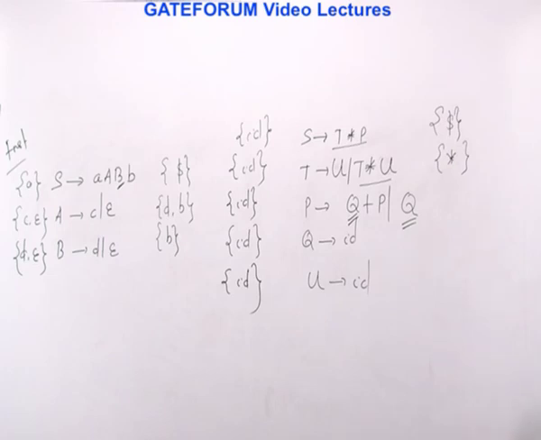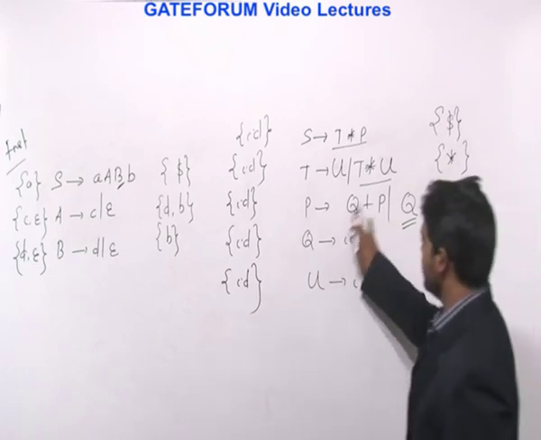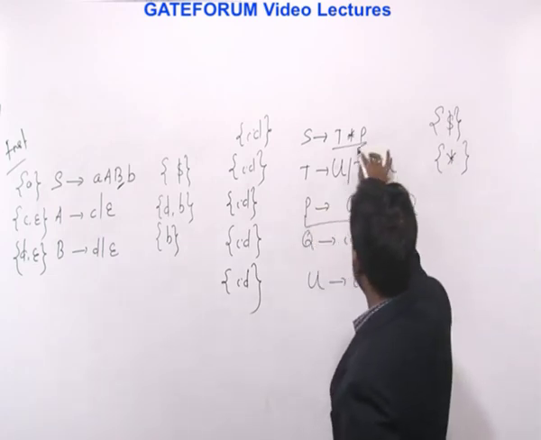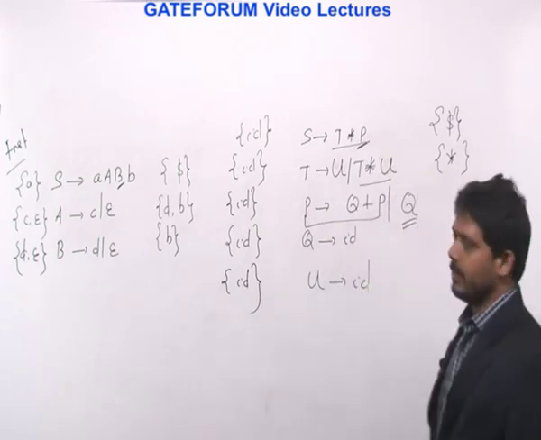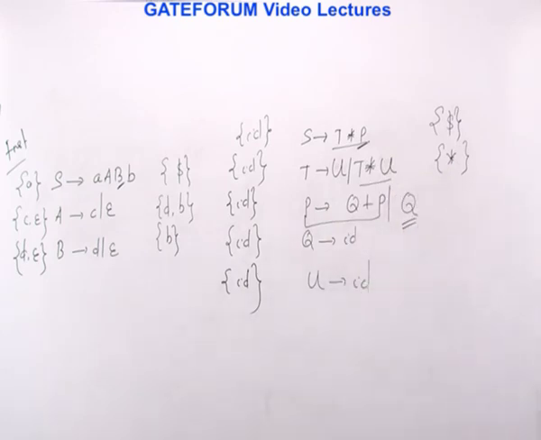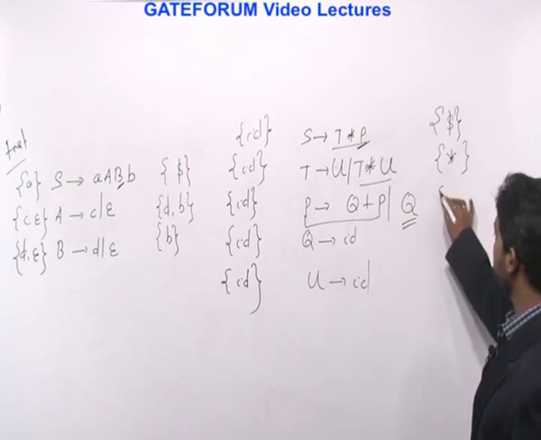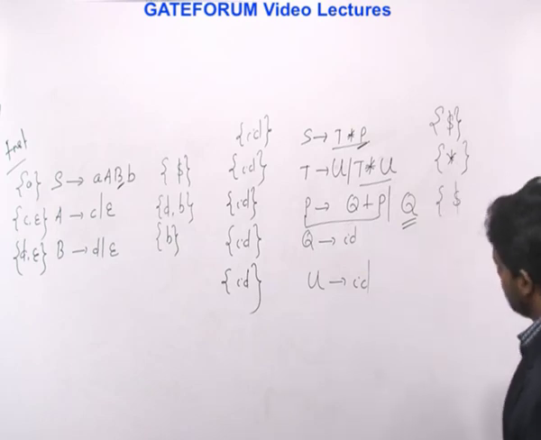Okay, P, where P is present. So P is present in two places, here and here. This is saying follow of P is follow of S. Yes, follow of P is follow of S. So $.